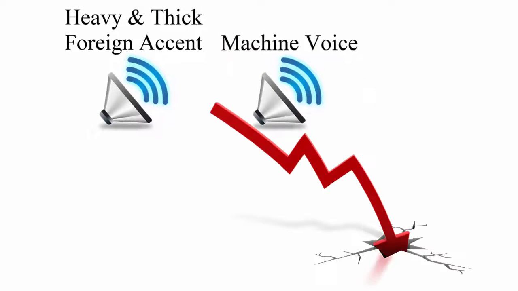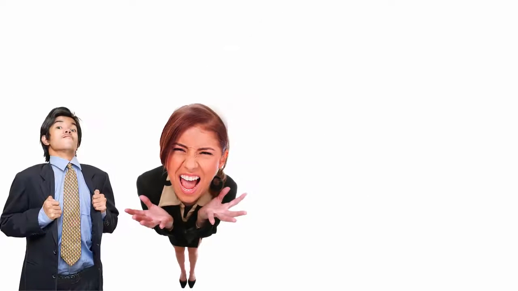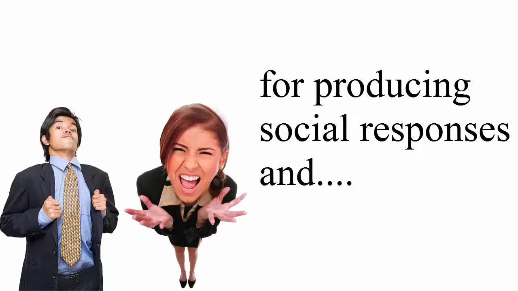Tend to depress learning and learner engagement. Embodiment principle. Another way to promote active learning and learner engagement through the social response effect is using gestures and facial expressions. Facial expressions and gestures are not just for stimulating social responses.